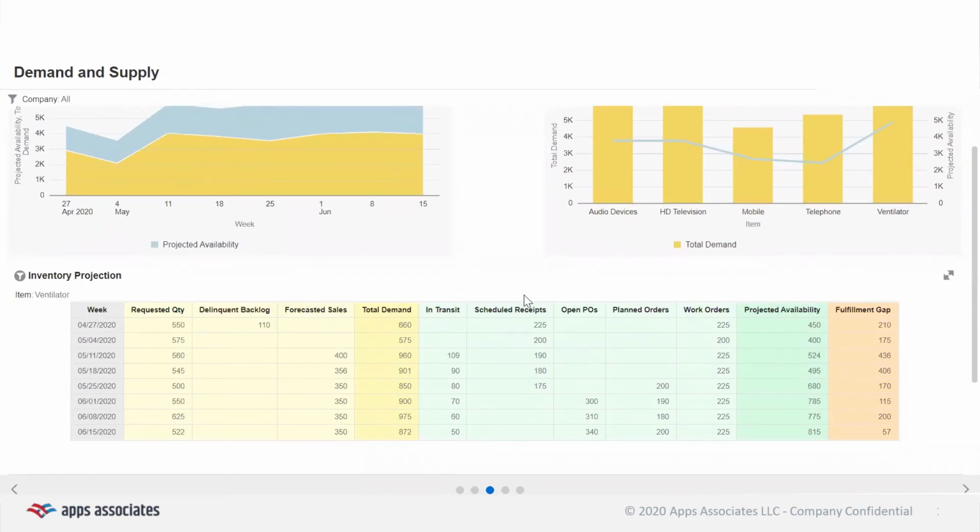And on the supply side, you have open purchase orders, you have receipts that are scheduled for receiving, in transits, and then work orders for the production jobs that have to be completed, and planned orders that have been scheduled or that have been planned in order to meet additional sourcing and production needs. So together, these components make up the supply. Now the gap is the difference that makes up the fulfillment gap.